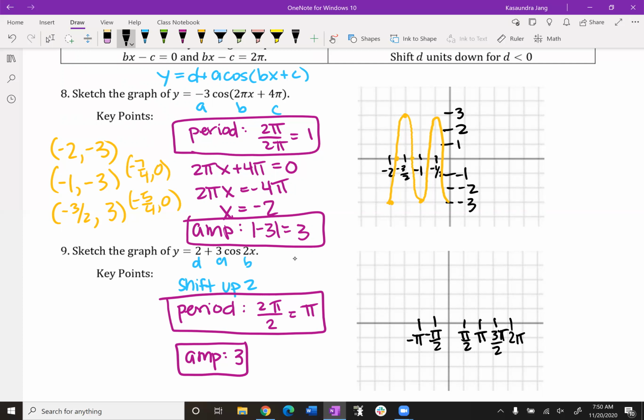All right, so I'm going to get some key points here. Because we shifted up by 2, instead of my amplitude being 3, usually I would say it's bouncing between 3 and negative 3, but I've got to shift these. Even my max and min have to get shifted up 2. So that 3 is now going to have a max at 5. The negative 3, the minimum, is going to be at negative 1. So I'm going to be bouncing between a 5 and negative 1.